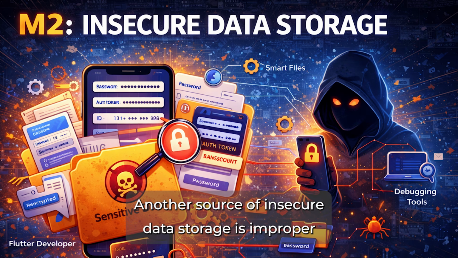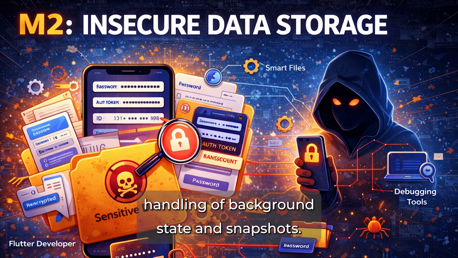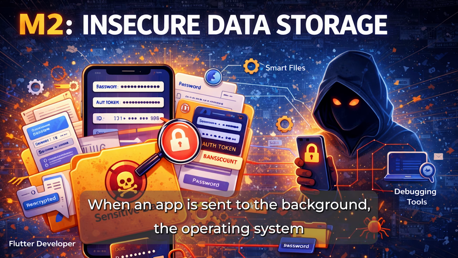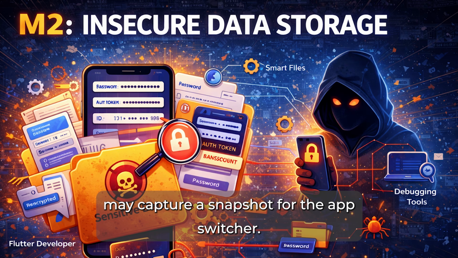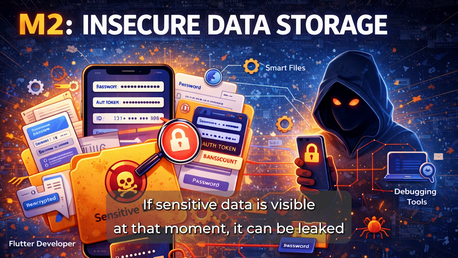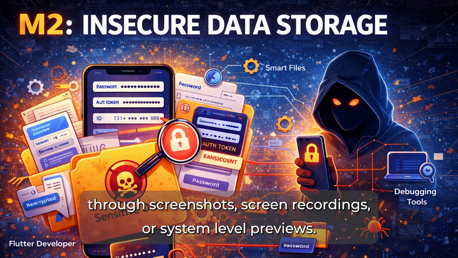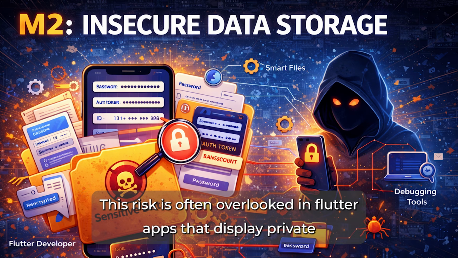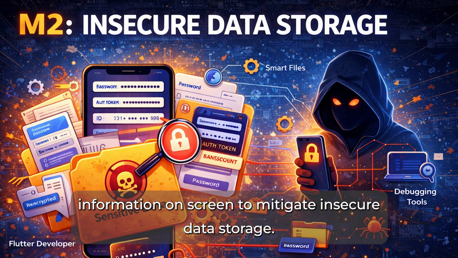Another source of insecure data storage is improper handling of background state and snapshots. When an app is sent to the background, the operating system may capture a snapshot for the app switcher. If sensitive data is visible at that moment, it can be leaked through screenshots, screen recordings, or system-level previews. This risk is often overlooked in Flutter apps that display private information on screen.